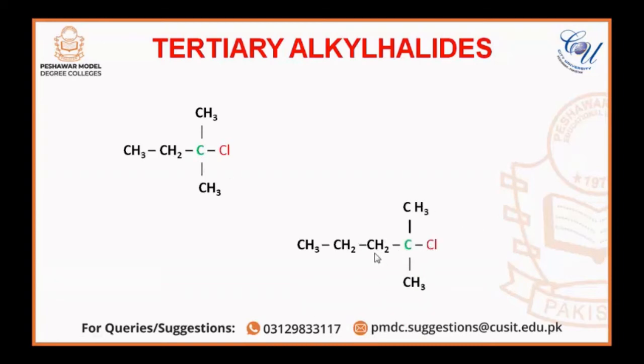In this example, you can see that the chain is extended, CH2, CH2 and CH3, but the carbon holding the chlorine halogen atom has 3 carbon atoms attached to it, CH3, CH2 and CH3, directly with the green carbon, so we call it a tertiary alkyl halide.